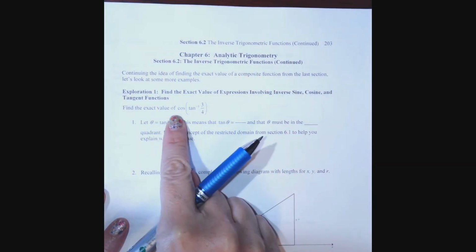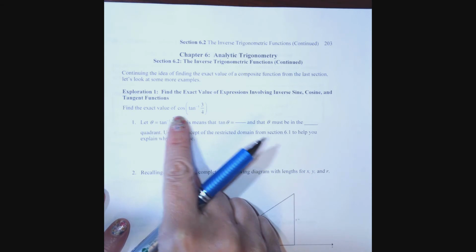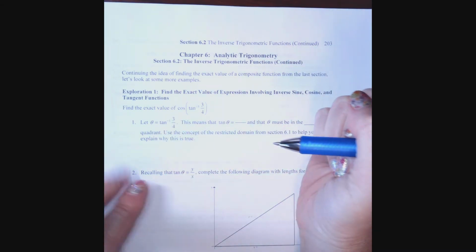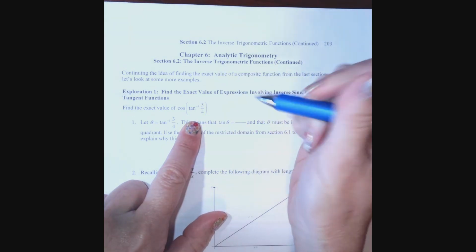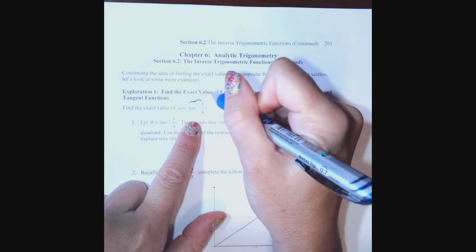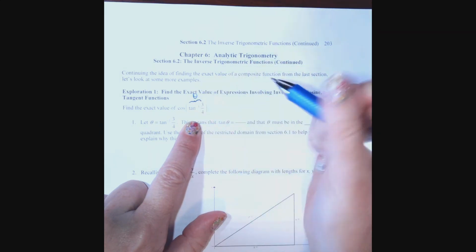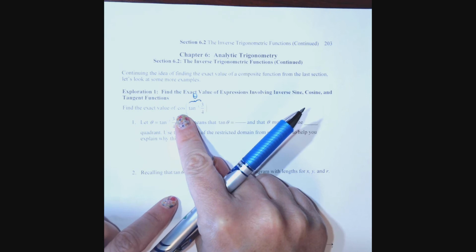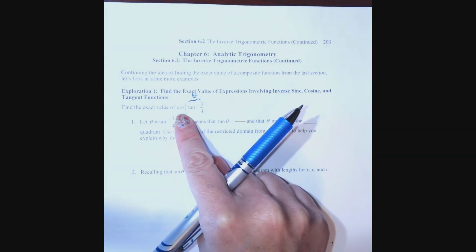Okay, we want the exact value of cosine of tangent inverse of 3/4. So this information inside our brackets, tangent inverse of 3/4, is a tangent function value of some angle theta. So this gives me information about an angle, and we want to find cosine of that angle.